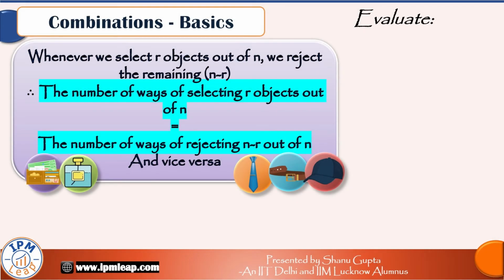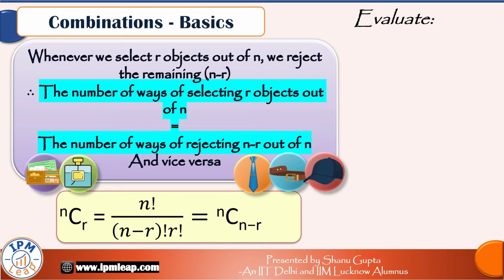Now we come to a very important inference. Whenever we select r objects out of n, we reject the remaining n minus r. Therefore, the number of ways of selecting r objects out of n is equal to the number of ways of rejecting the remaining objects out of n, and vice versa. In our previous example, when we selected the purse and the bottle of perfume, we rejected the other 3 items. It is easy to see that the same will happen in all 10 possibilities in our list, and that's why 5C2 is equal to 5C3. And that's why nCr is equal to nC(n minus r).